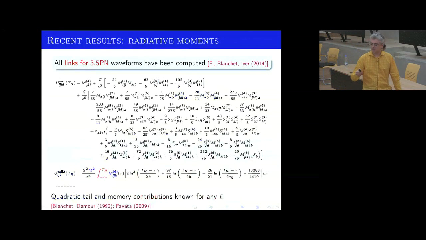Now, this is an example of a recent result. We have been able to compute the link between the radiative moment and the canonical moments up to 3.5 PN order. So it's not particularly interesting to contemplate, so I will go quite fast. But here you see that the radiative moment is essentially the fourth derivative of the canonical moment, plus many corrections. Here I took the example of the hexadecapole. You can do the same for the quadrupole. But this was a new result. This is why I show it.